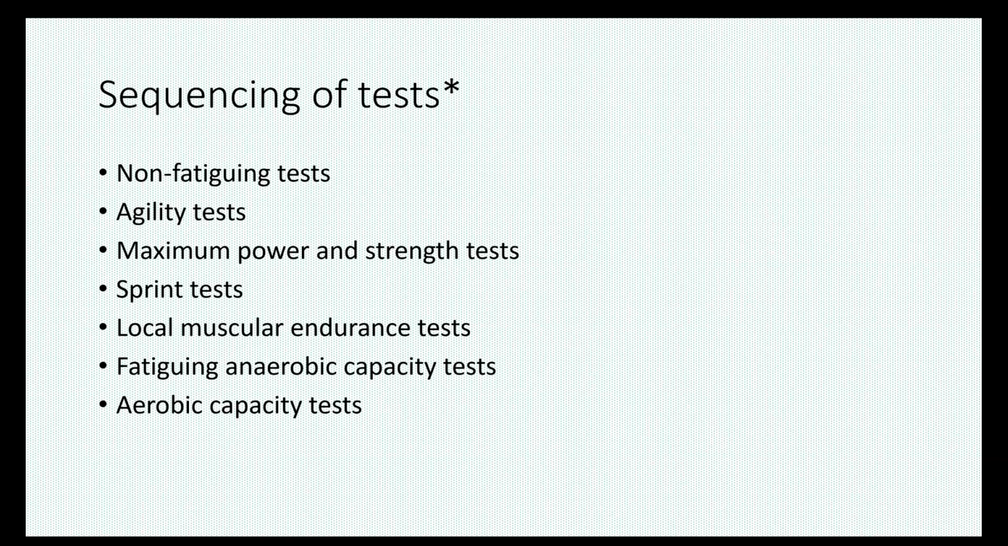Non-fatiguing type tests like BMI, weight, height, all those type of things, skin folds, body composition. Then we go next to our agility type of tests, maximum power and strength tests, our sprint tests, local muscular endurance tests, fatiguing anaerobic capacity tests, and then lastly, our aerobic capacity tests, right? So where we're giving maximal effort for our aerobic energy system should be tested last.